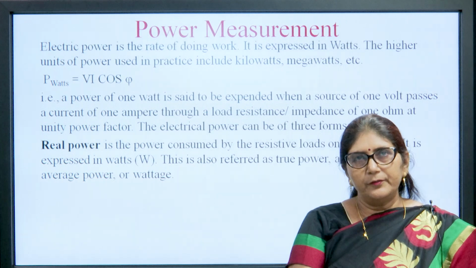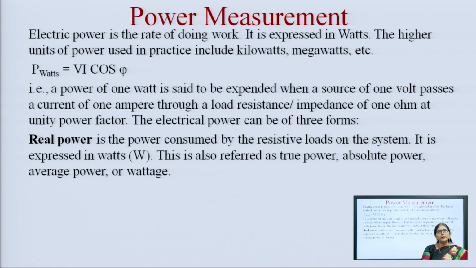So, power measurement. What is electrical power? Electrical power is the rate of doing work and it is expressed in watt. When the power is more, we can express it in kilowatt and megawatt. So, power P watt is equal to VI cos phi, where phi is the angle between the voltage and current. That is, a power of 1 watt is said to be expended when a source of 1 volt passes a current of 1 ampere through a load resistance or impedance of 1 ohm at unity power factor.